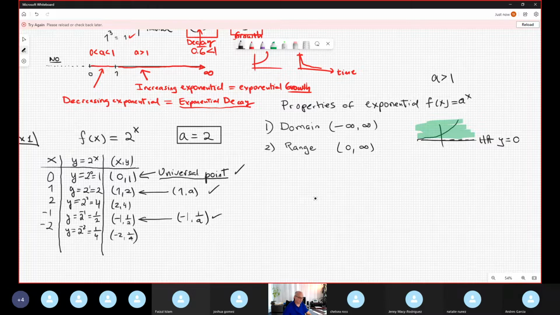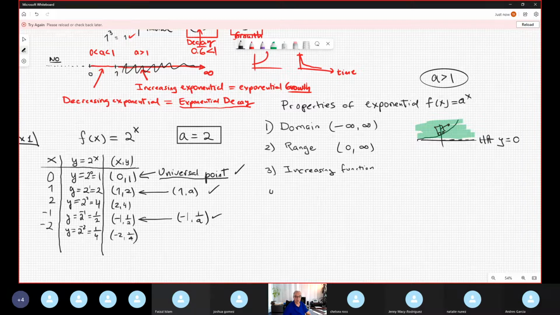Okay, now the function is increasing. Remember the roller coaster car can travel from left to right, and the curve goes up. Therefore, it's an increasing function. This is when the base is greater than 1. The situation when the base is in between is different, and I want to study that after.